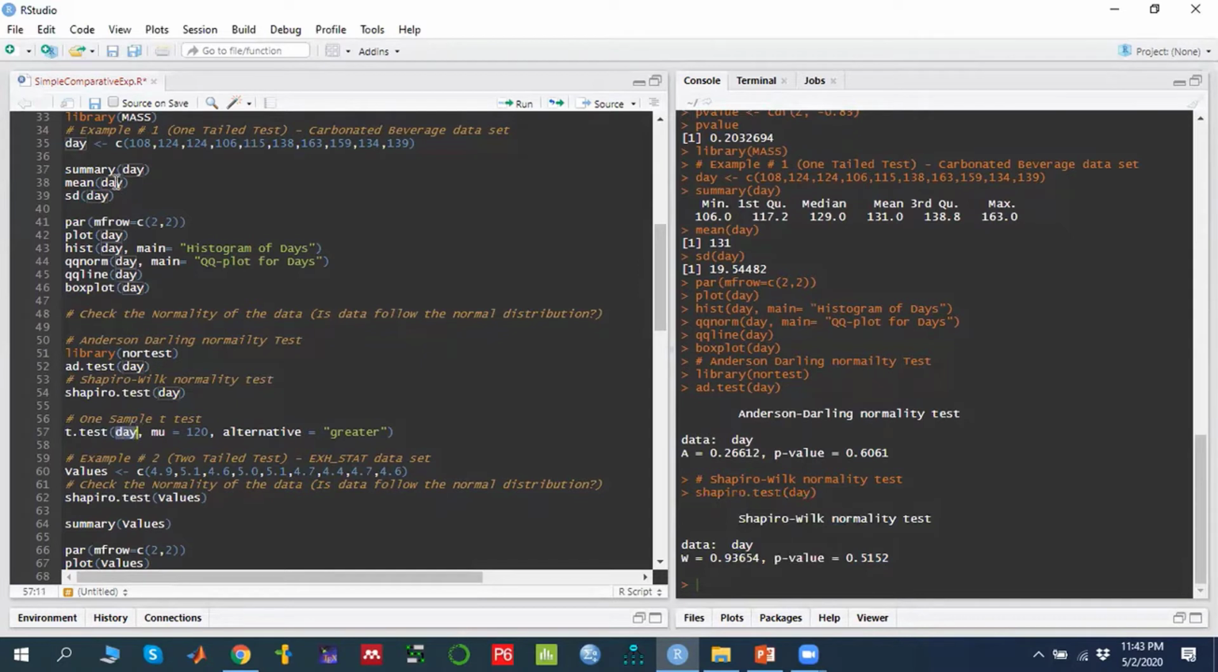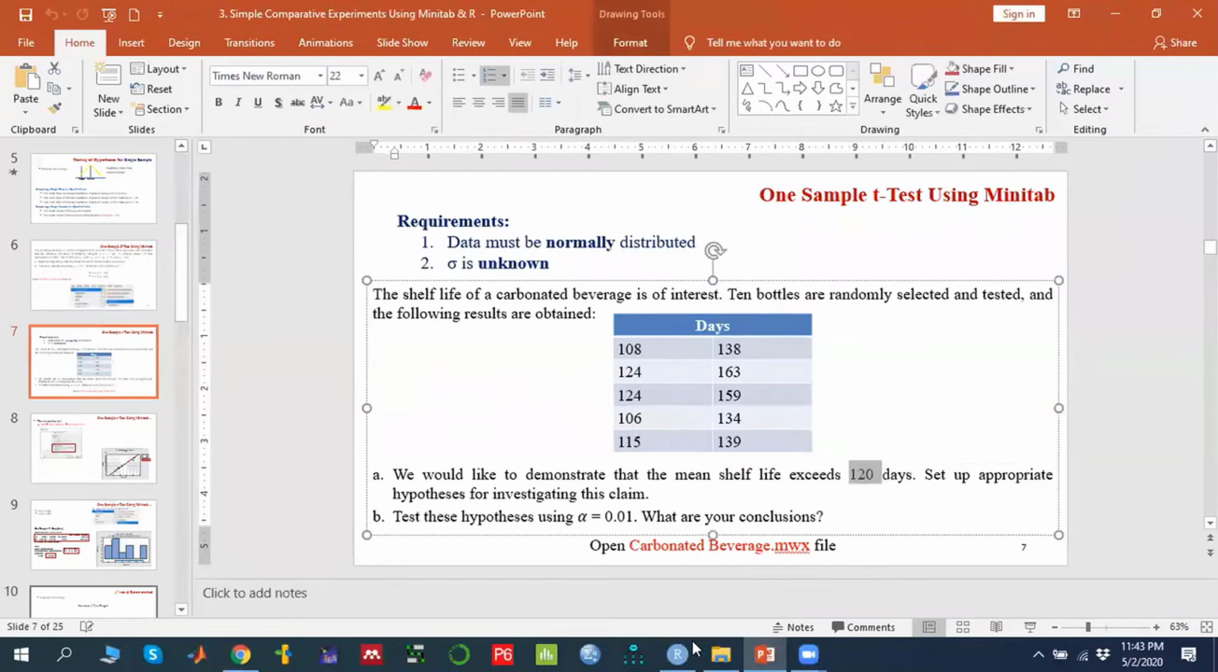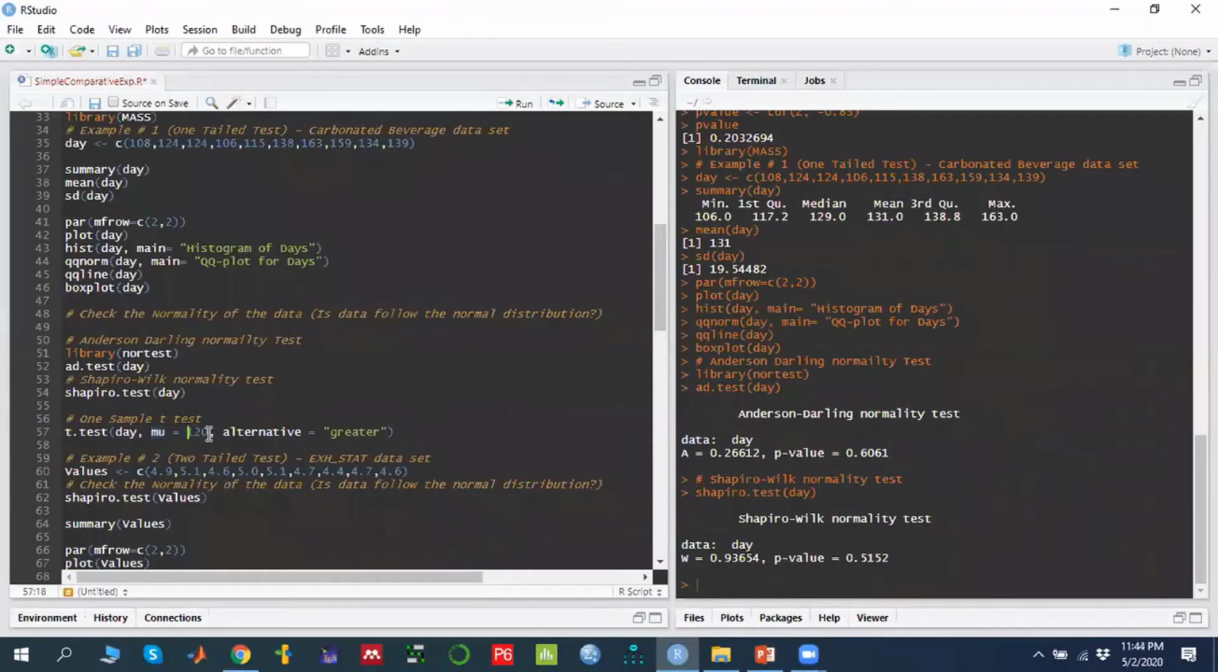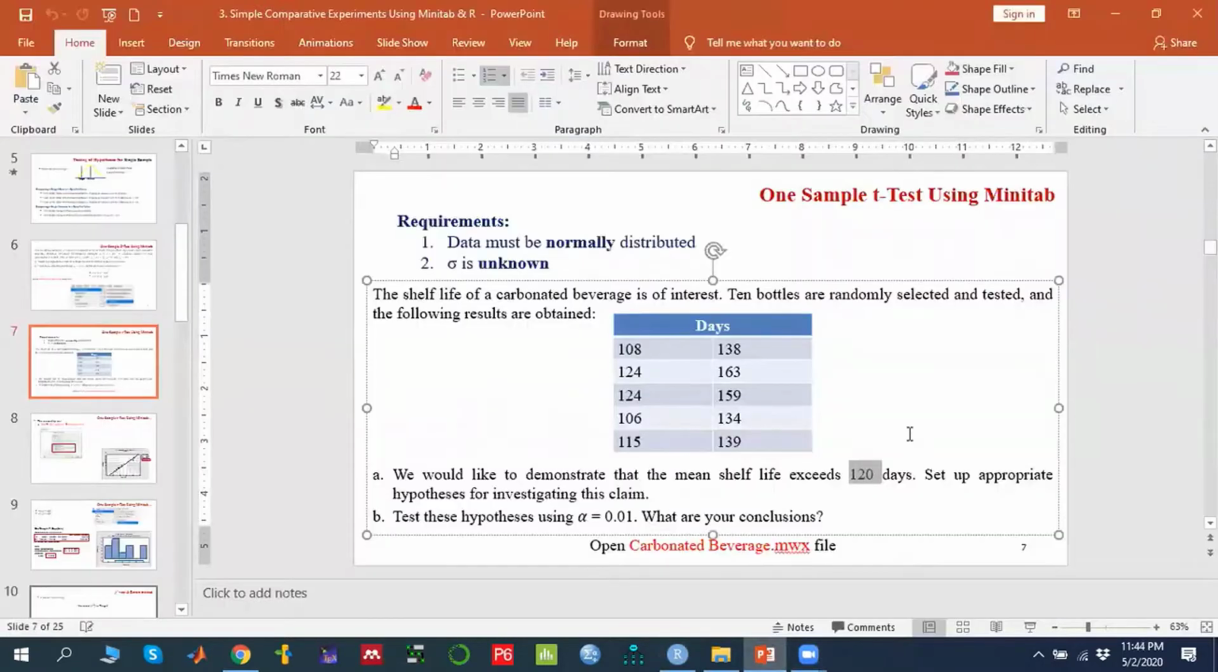then the name of the variable in which we have stored the data, which is day, comma, then the value of mu, the population mean value, which is 120 as given over here. So we store 120, and then what is the H1? We develop the H0 as well as H1. H1 would be mu is greater than 120, whereas H0 would be mu is less than or equal to 120, or you can say equal to 120.